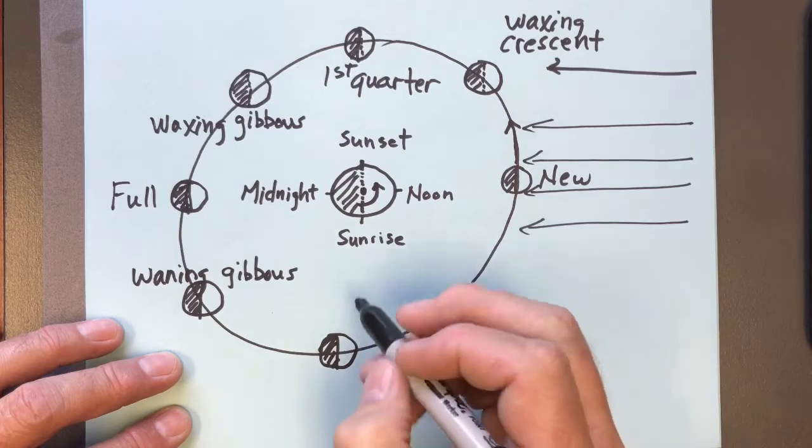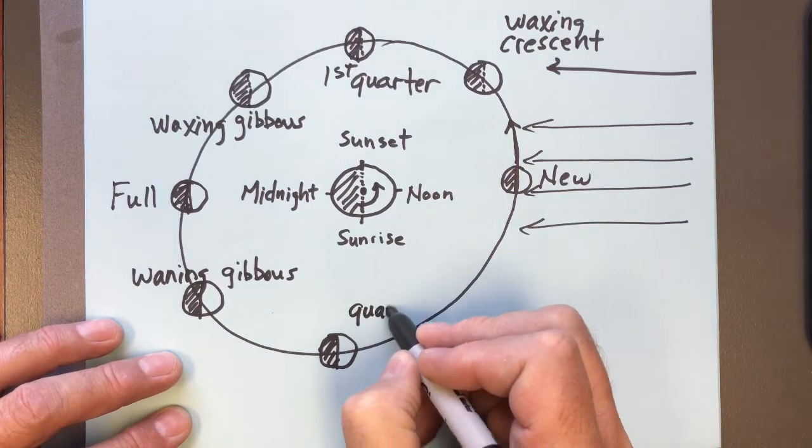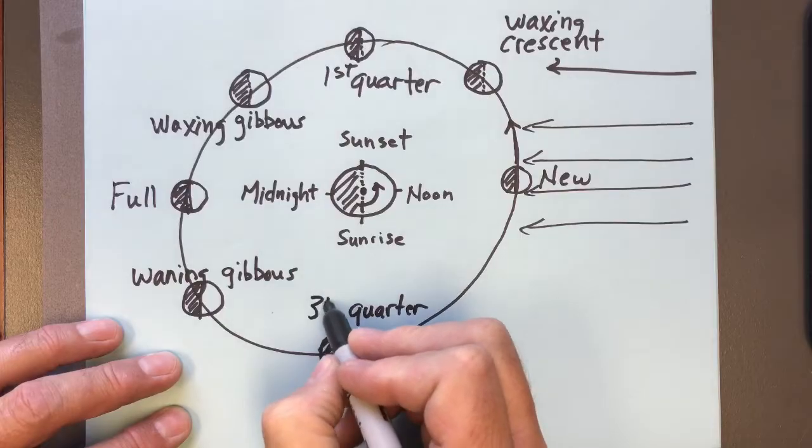And let's say it moves over here, again, half illuminated, half dark. From Earth perspective, this again is another quarter phase, but this is the third quarter.